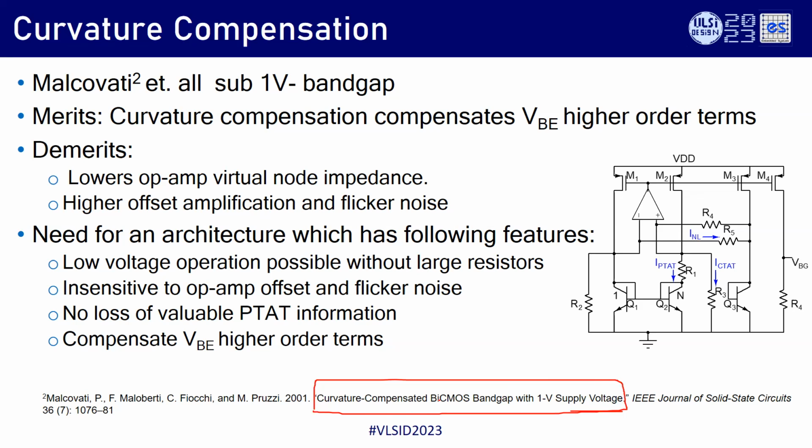And this was done in the BiCMOS technology. So that's why they also implemented the op amp with pure BJTs. That's why they got very low offset as well.